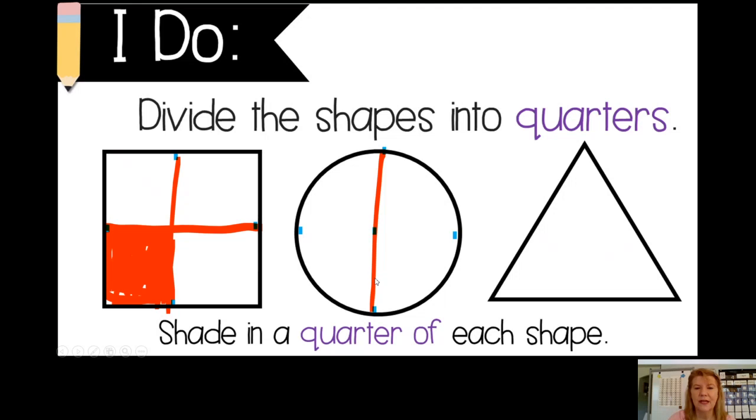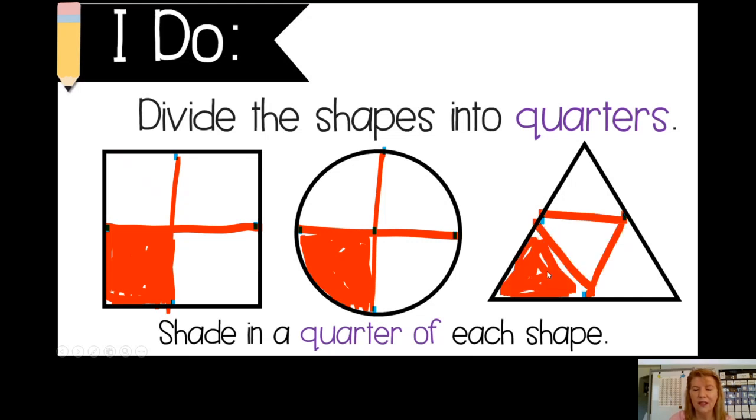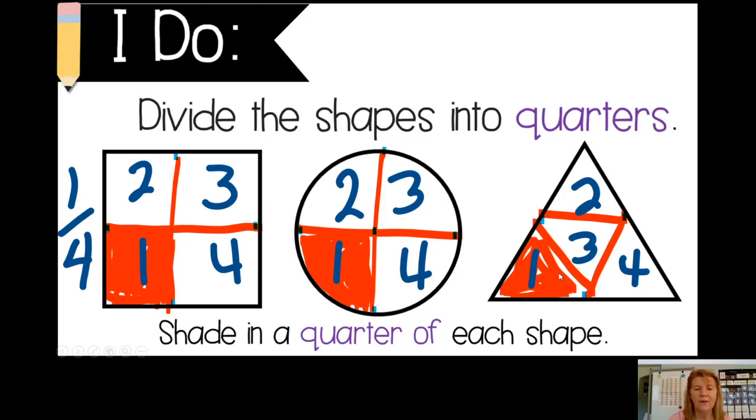Okay, I'm doing my circle now. I put my dot in the middle, my dots around the edges, and then a line going down the middle, a line going across the side, from side to side, and I shade. And now we're doing our triangle again. We're breaking it into 4 equal parts, into 4 quarters. I put a dot in the middle of each side, connect the dots, shade in 1/4 as the directions have asked me to do, label all my pieces, and we have a quarter shaded on each shape.